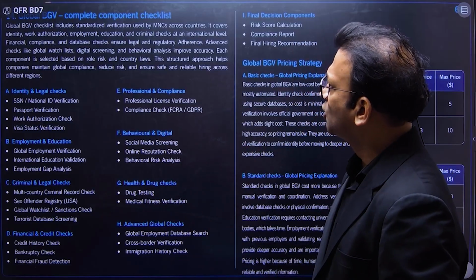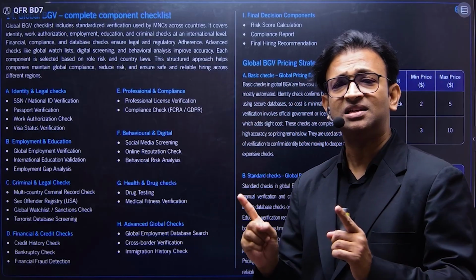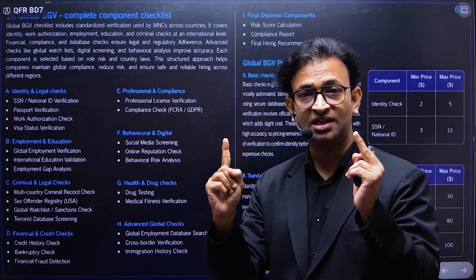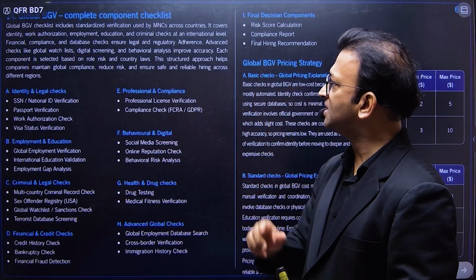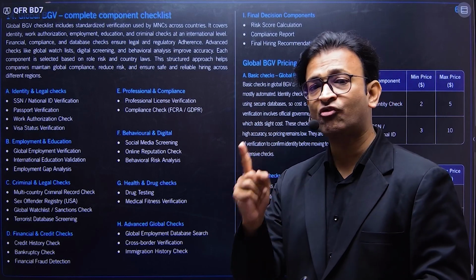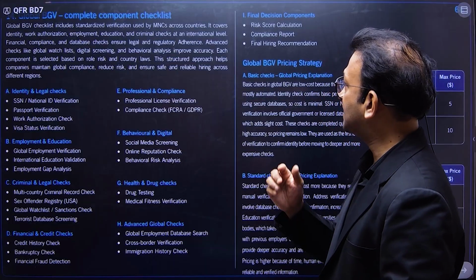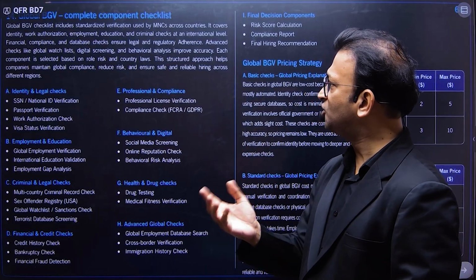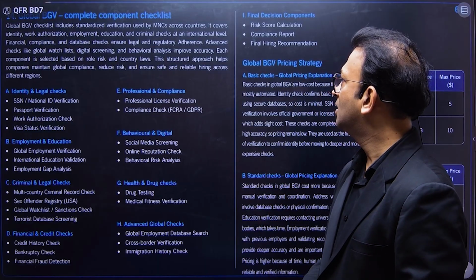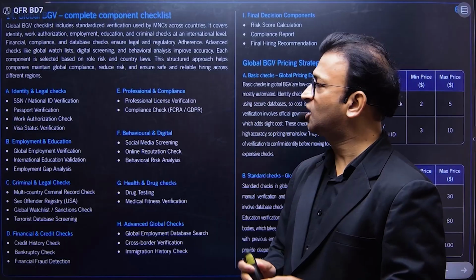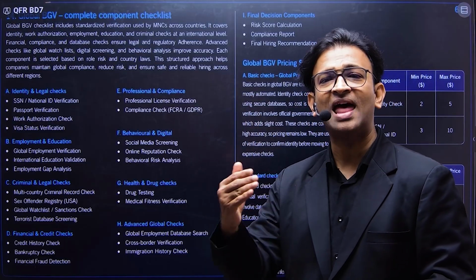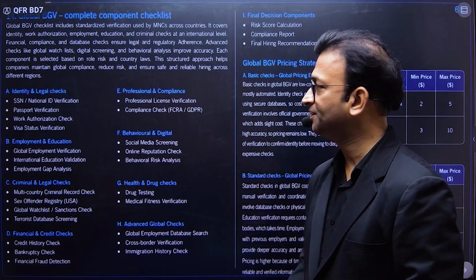So, the Global BGV checklist includes standard verification used by MNCs across all global countries in the world. It covers identity, work authorization, employment, education, and criminal background checks at an international level. Financial compliance and database checks ensure legal and regulatory adherence. Advanced checks like global watch list, digital screening, and behavior analysis improve accuracy.